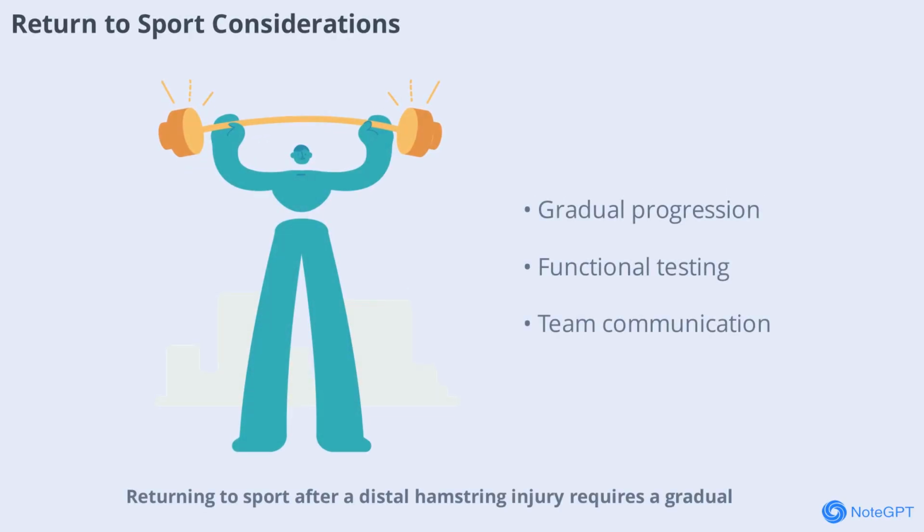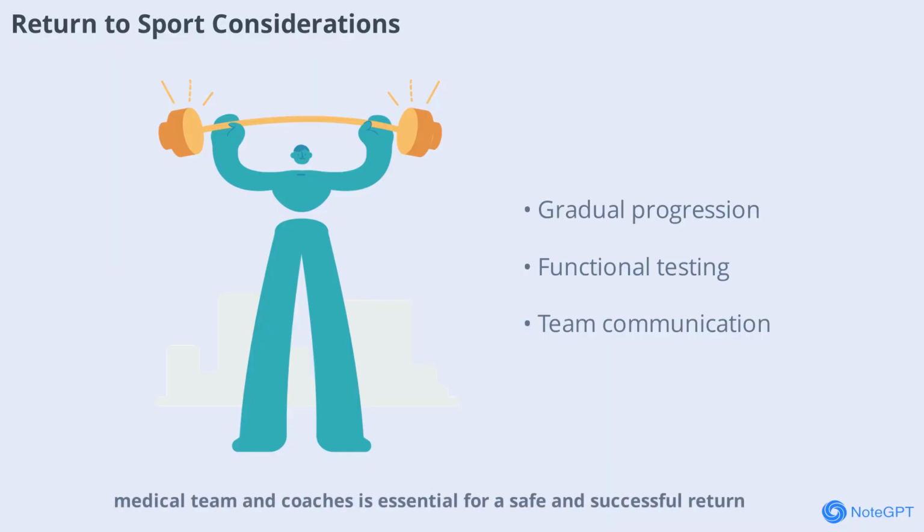Returning to sport after a distal hamstring injury requires a gradual, structured approach. Athletes must regain full strength, flexibility, and confidence before resuming competition. Functional testing and sport-specific drills help ensure readiness and reduce the risk of re-injury. Communication between the athlete, medical team, and coaches is essential for a safe and successful return.